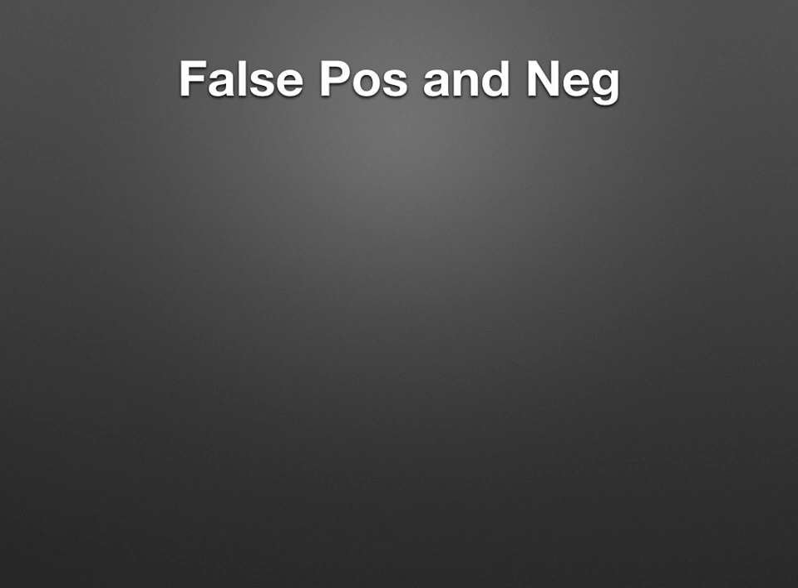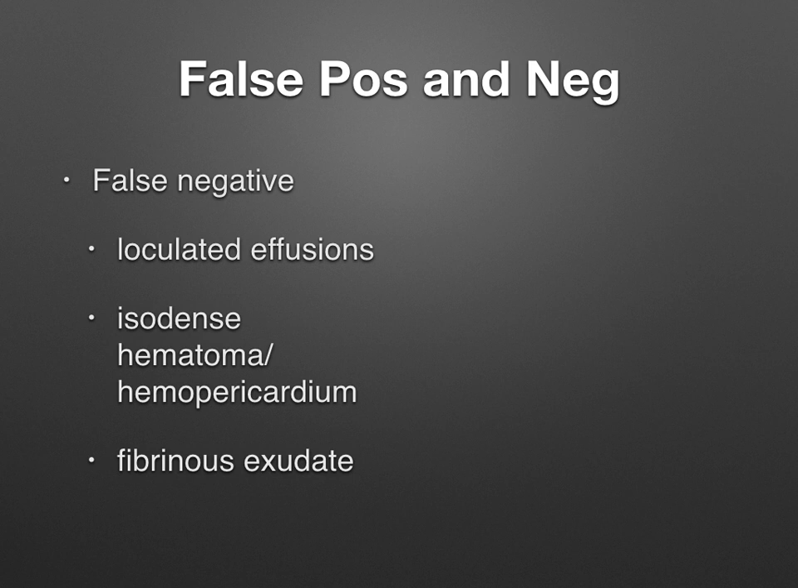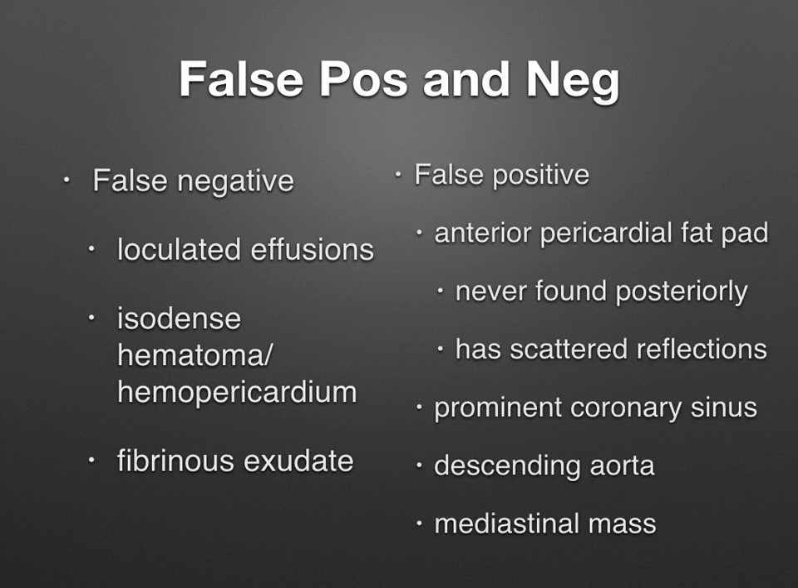Sometimes there are false positives and false negatives when we're looking for effusions. Some of the false negatives include loculated effusions, isodense hematomas or hemopericardiums, or fibrinous exudates. Some false positives can be anterior pericardial fat pads, which are never found posteriorly, but they have scattered reflections, and we'll look at one of those. Prominent coronary sinus can trick people, as well as the descending aorta and a mediastinal mass.